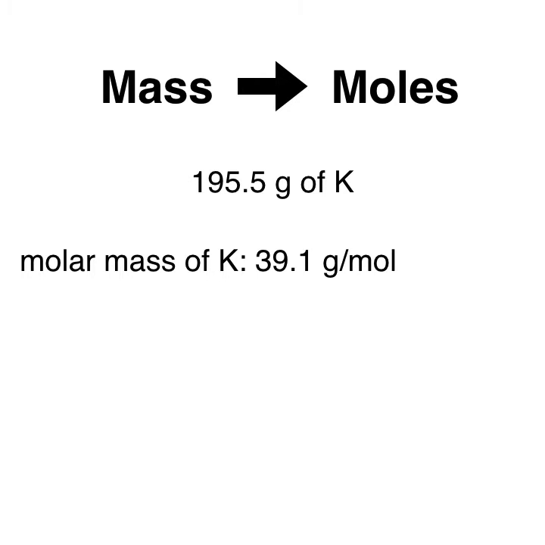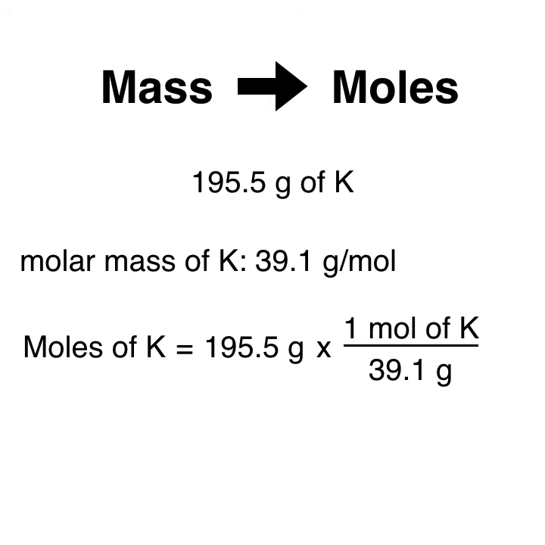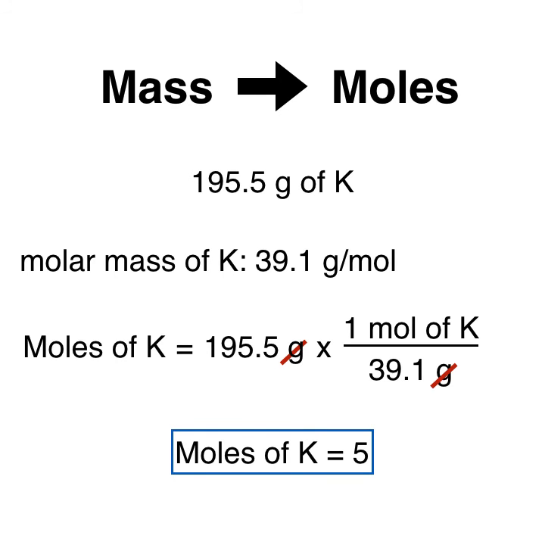So we can write the moles of potassium is equal to the available mass, 195.5 grams, divided by 39.1, or multiplied by 1 over 39.1. Taking a look at our equation, you can see that this way, our grams unit cancels out, and we are left with the desired unit, moles. From this, we can determine that we have 5 moles of potassium.